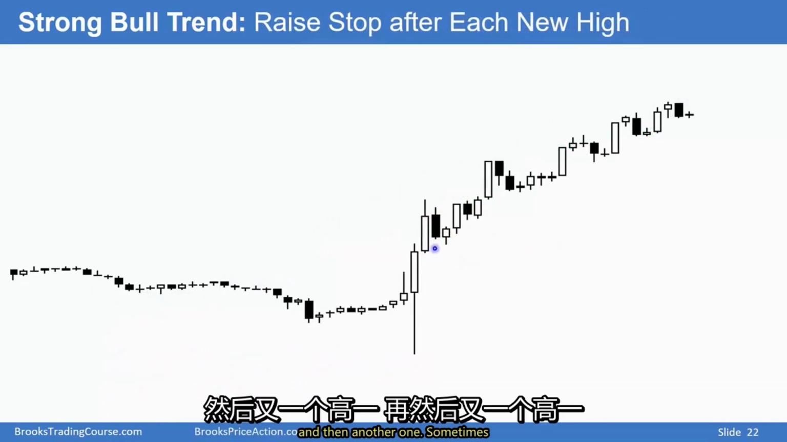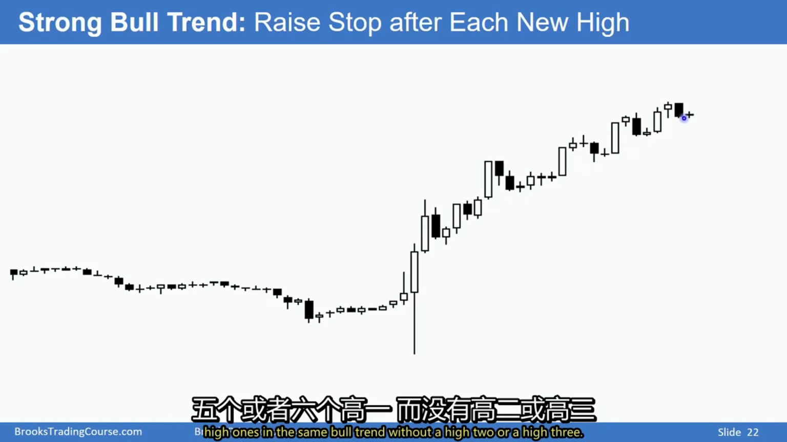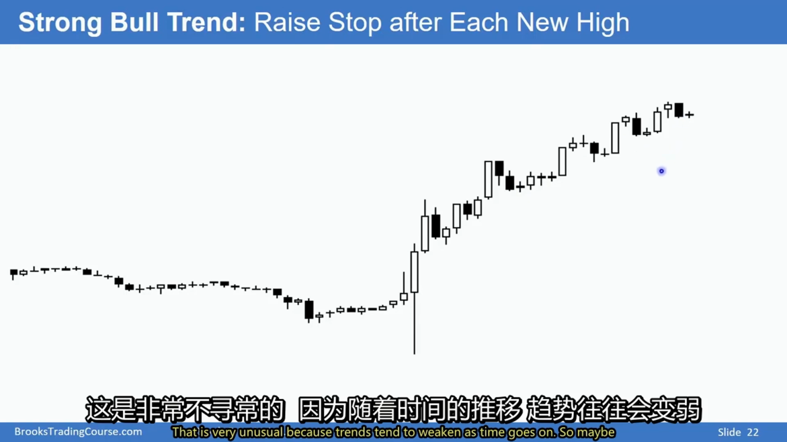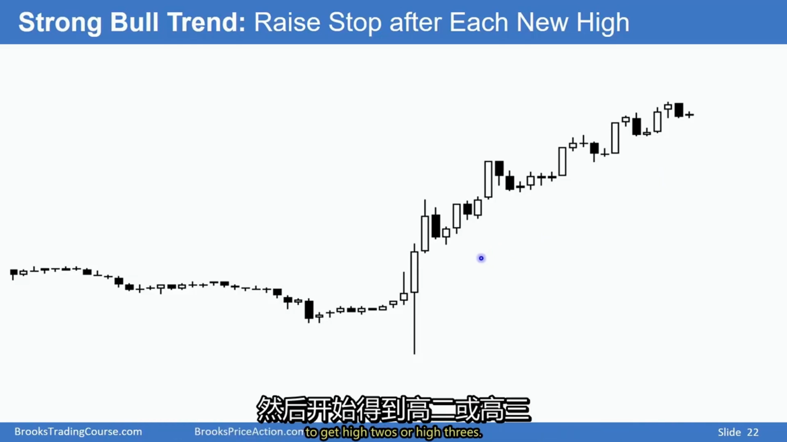Very strong bull trends will have a high 1, and then another high 1, and then another one. Sometimes you'll get 4, 5, or 6 high 1s in the same bull trend without a high 2 or a high 3. That is very unusual because trends tend to weaken as time goes on. So maybe you get 1 or 2 high 1s, and then you start to get high 2s or high 3s.